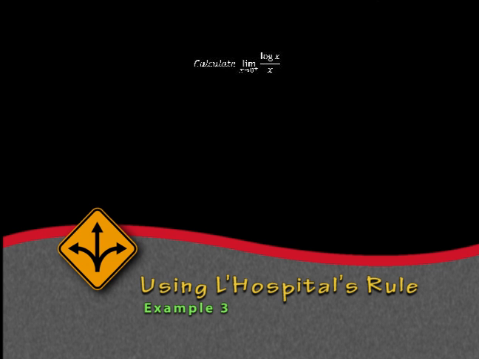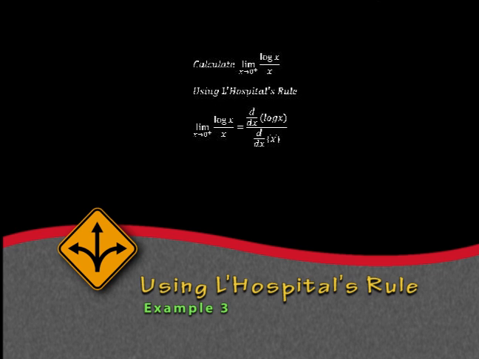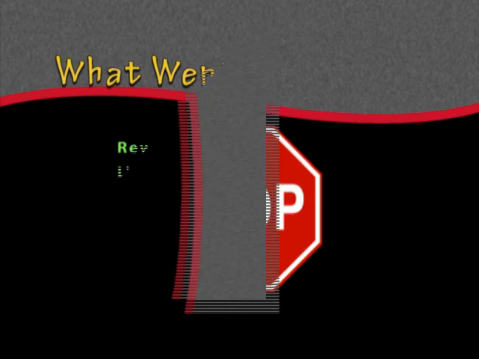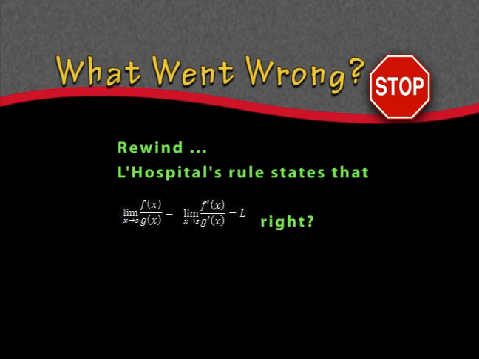Find the right-hand limit of the log of x divided by x as x goes to 0. Using L'Hopital's rule we take the derivative of the numerator log of x and denominator x. Evaluating the resulting right-hand limit 1 divided by x divided by 1 as x goes to 0 yields a result of positive infinity. Therefore the right-hand limit of the log of x divided by x as x goes to 0 is positive infinity. Stop. Let's back up the train.